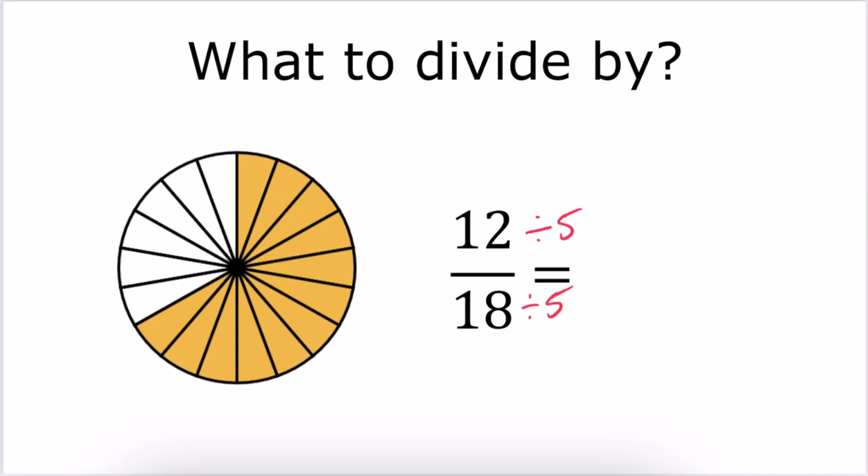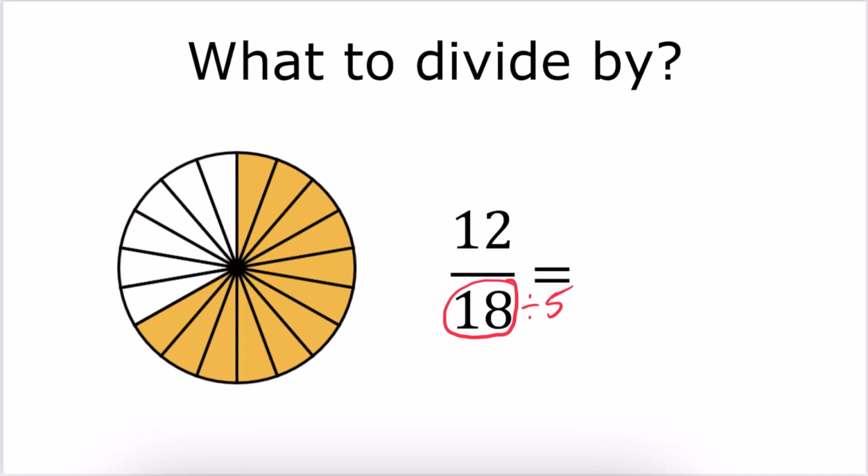Well, if I do 18 divided by 5, that means I'm taking the 18 small pieces in the circle and splitting them up into groups of 5. So here's one group, here's another group, here's another group, and I don't have enough pieces to make my last group of 5. And so this is why we can't just divide by any random number, because we need to have a number that the bottom number or the denominator can be equally divisible by. And in this case, 18 divided by 5 does not equal a whole number. And so we can't just divide by 5.